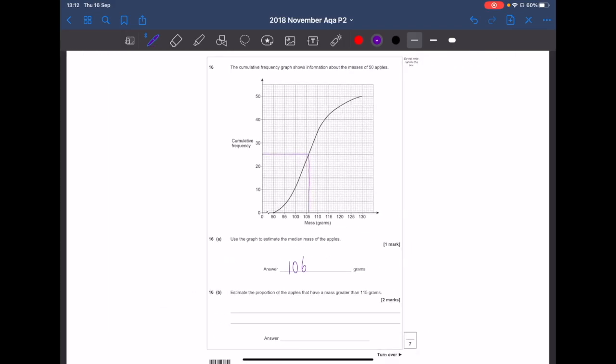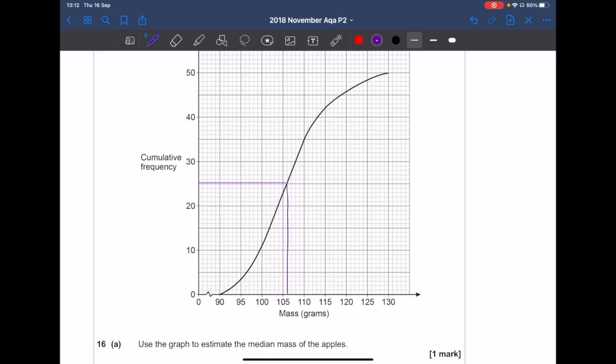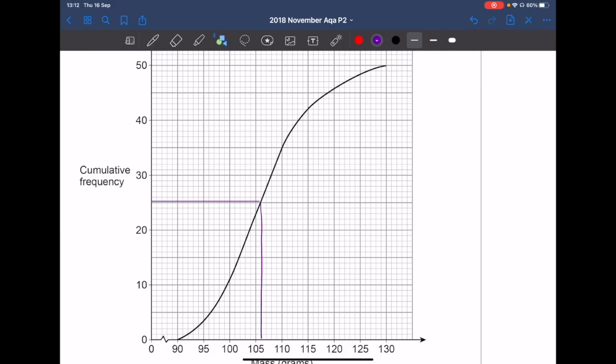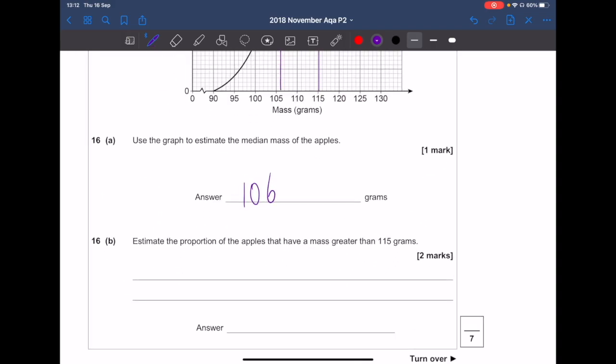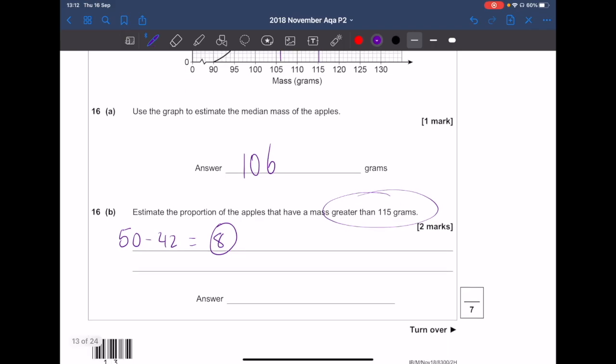Estimate the proportion of apples that have a mass greater than 115. Greater than 115. So we'll go to 115, up and across. So that gets us to 42 apples. So we want greater than 115. So 50 apples altogether, take 42. It's 8 apples, and it's going to be 8 out of 50. 8 out of 50, or 4 out of 25, or 16%. That's the proportion for us.